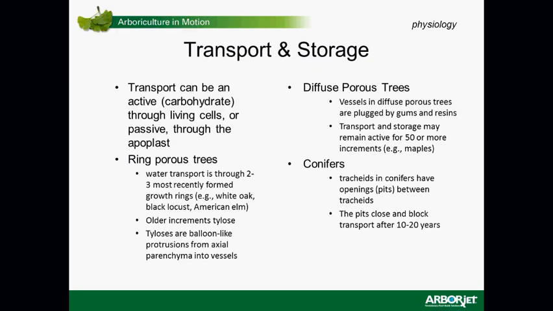In ring porous trees, as I applied before, the 2 to 3 most recently formed rings, white oak, black locust, American elm, are active in water transport. So those are the ones that, if you want to inject efficiently, you would target. The older increments tend to tylose. Tyloses are important as a defense mechanism, as I implied.